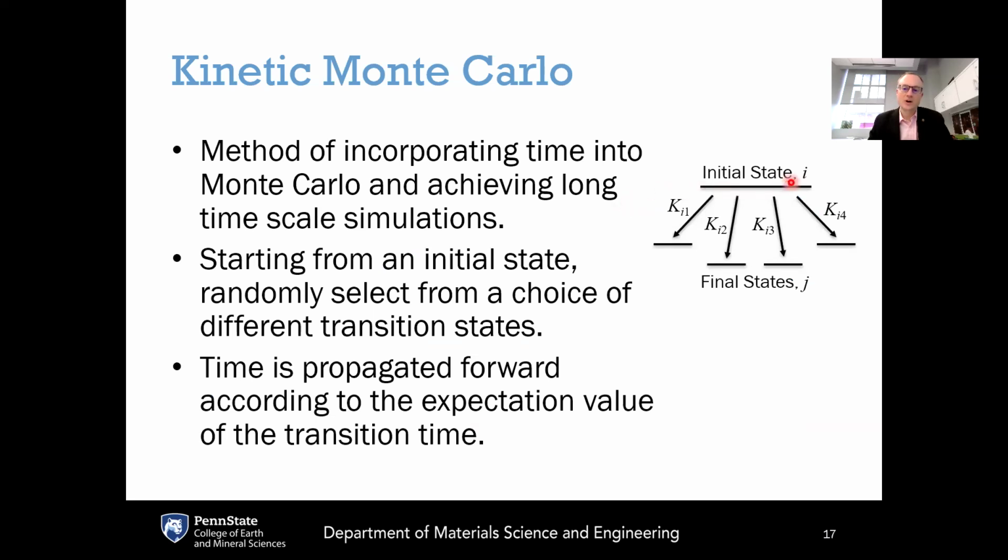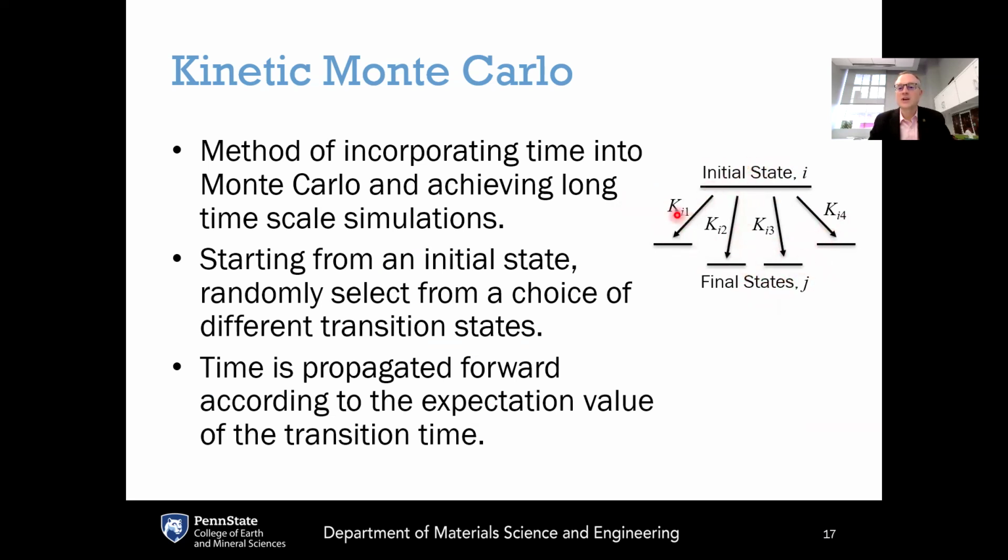What we do is we start from our initial state here, I, and then randomly select from a choice of different transition states. So if there are, say, 4 different transition states available, that would lead to some various final states here, J.